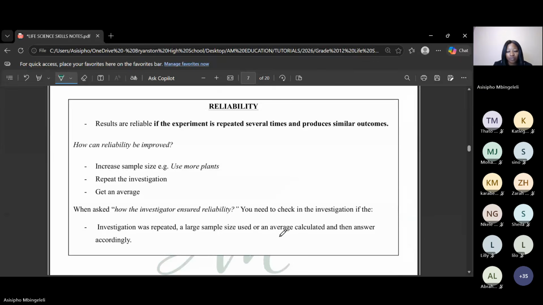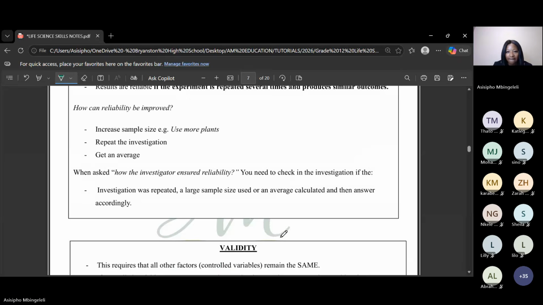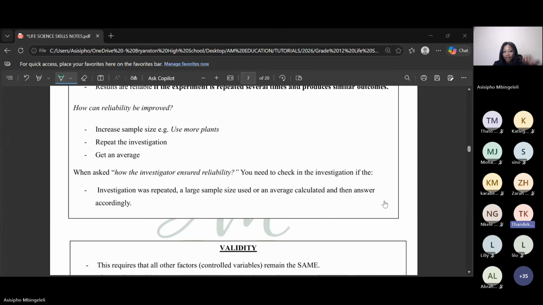Reliability. Sorry, ma'am. Okay, sorry, ma'am. My network is very bad. Can you please explain the hypothesis for me and the results, just briefly?